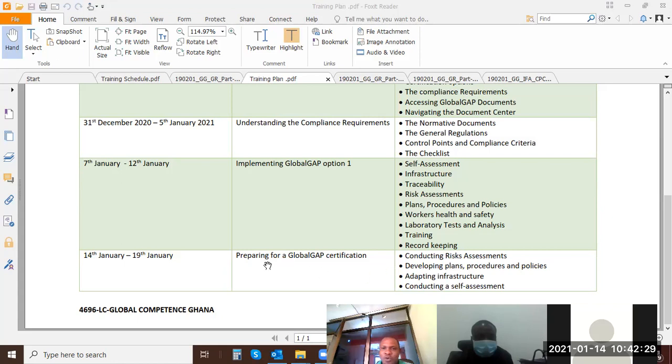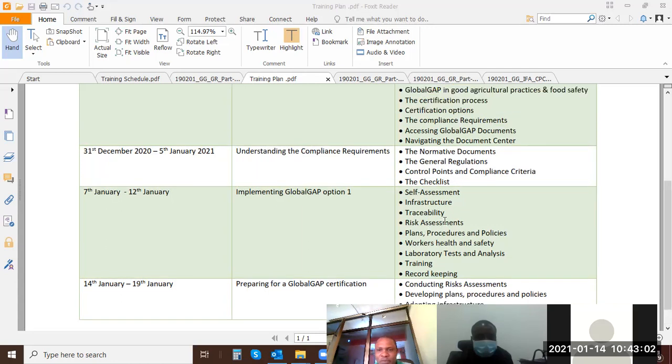And then finally, we'll look at preparing for the GlobalGAP certification. So this one, maybe I'll discuss with your management later on the approach we are going to adopt. This is going to be the practical side, where we are going to develop the actual documents and procedures. So I'll discuss with your management whether we can do it department by department, or as a collective training, or if there is any other approach that we have to adopt. But for the meantime, we'll start our session on implementation of option 1 from next Tuesday. So this is the next steps so far.